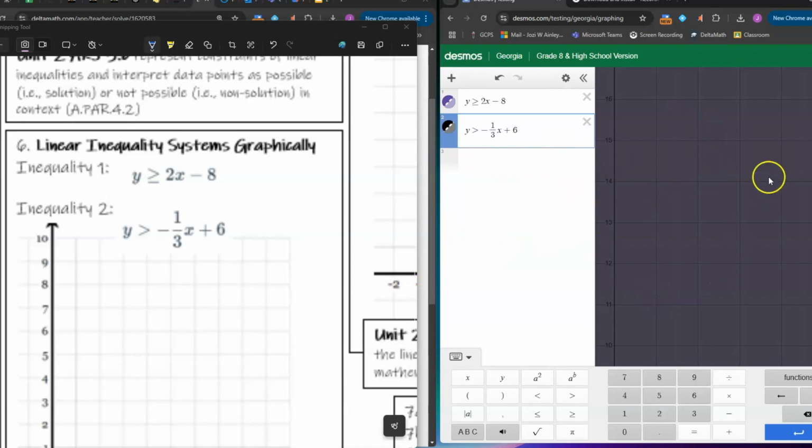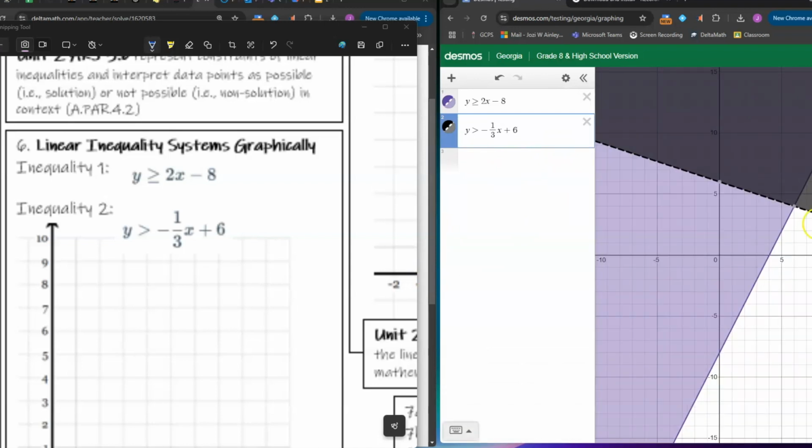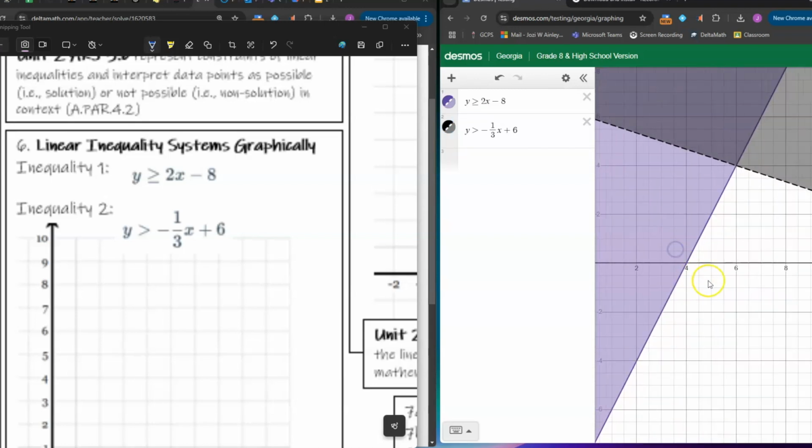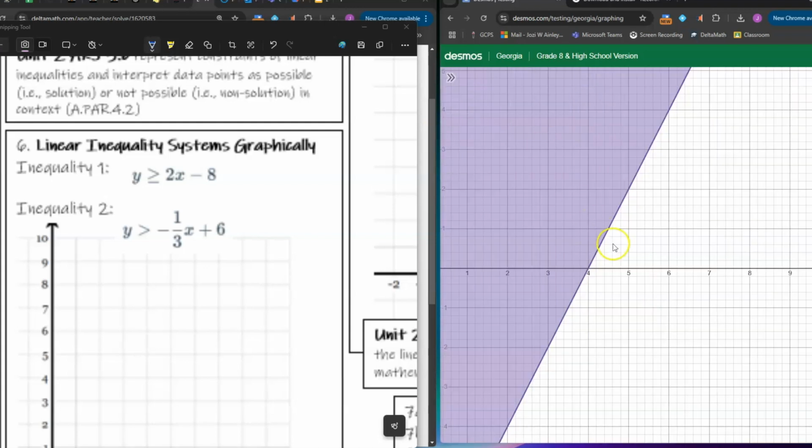And right now it looks like a hot mess. So I'm going to press home for it to kind of zoom out. If that doesn't work, just zoom out and zoom in. All right, so I need to focus on numbers that are less than, and I'm going to hide the second inequality, hide this so I can see.